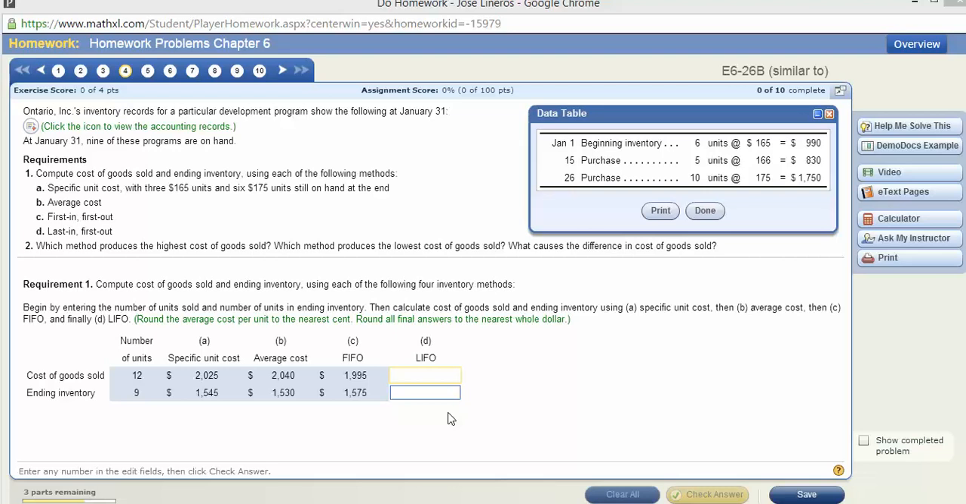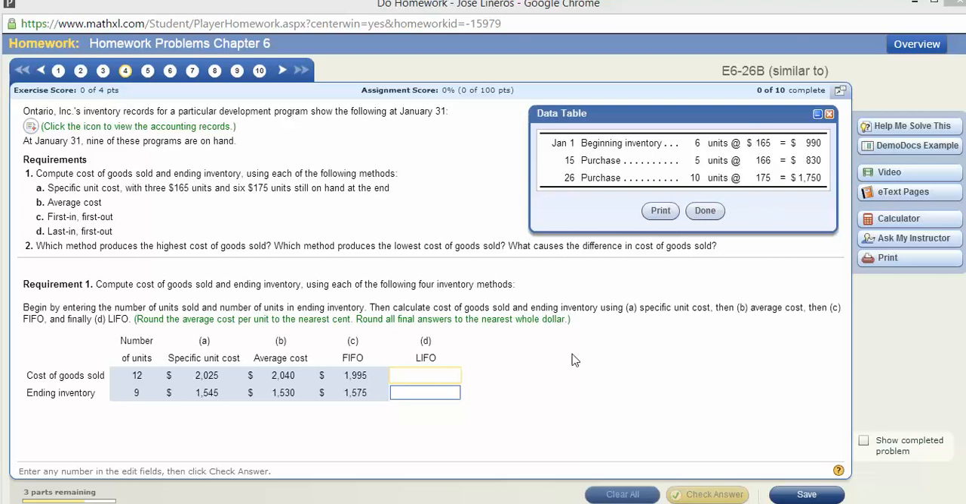Okay, let's look at LIFO, which, if you understand FIFO, right, if you understand that you are selling from the top to the bottom, LIFO is pretty easy. It's the inverse. It's selling from the bottom to the top. Remember, it's like you come back to LIFO. You go from the bottom, you sell from the bottom to the top.